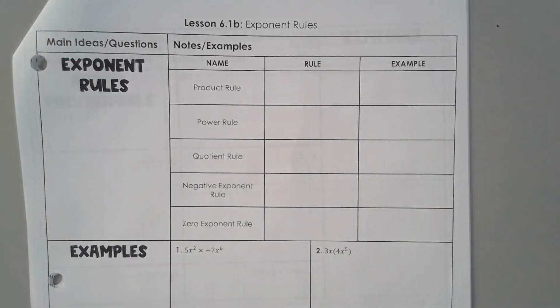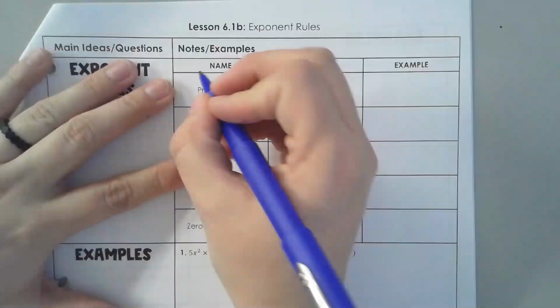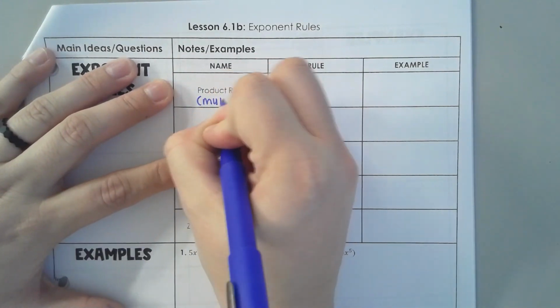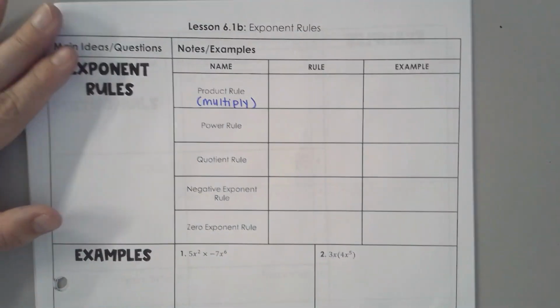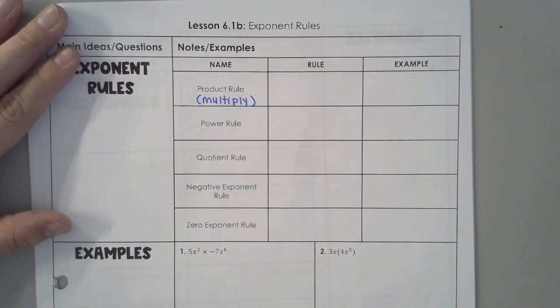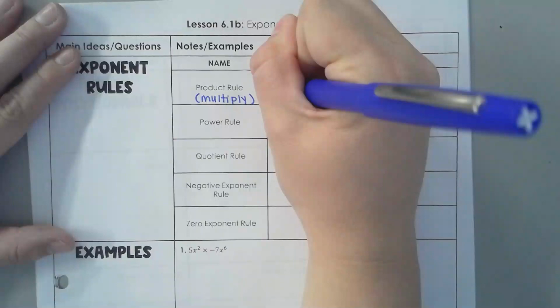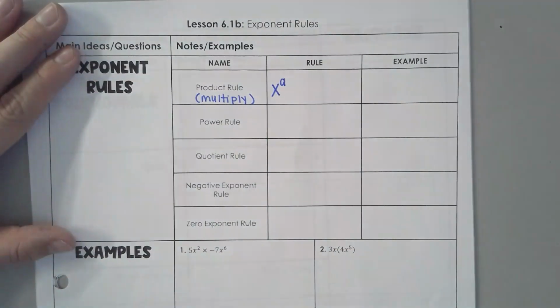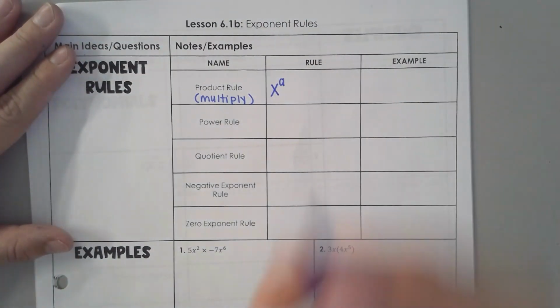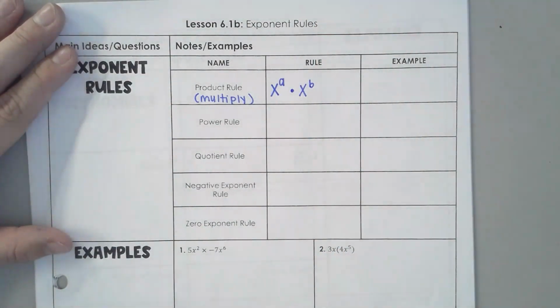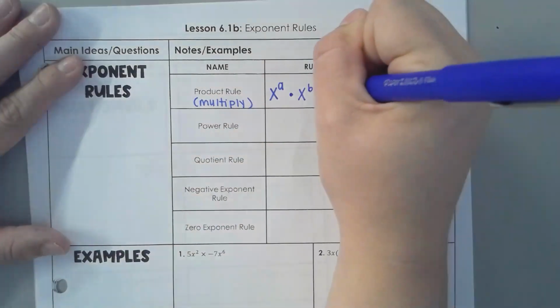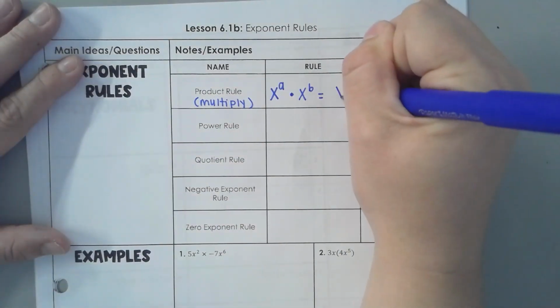What does product mean? Anybody know? Product is when you multiply. So here's what the rule says, and then we're going to do an example. If I have x to the a power, some number, some exponent, and I multiply that by x to the b power, does anybody know what I do with the exponents?